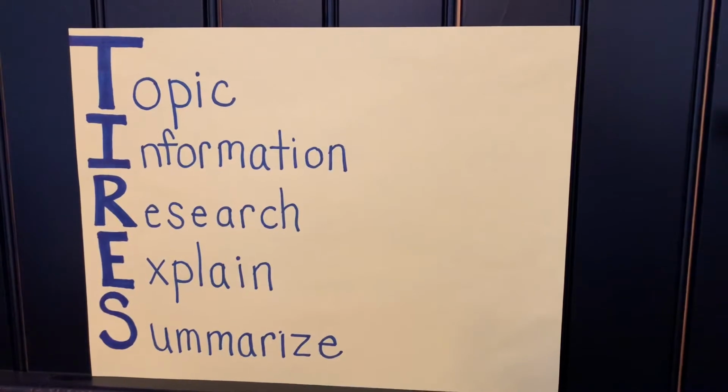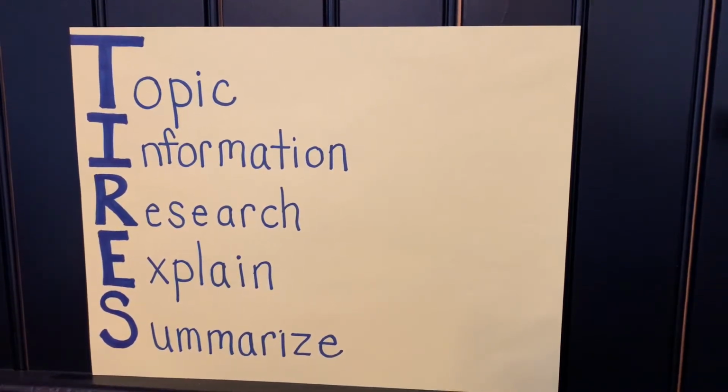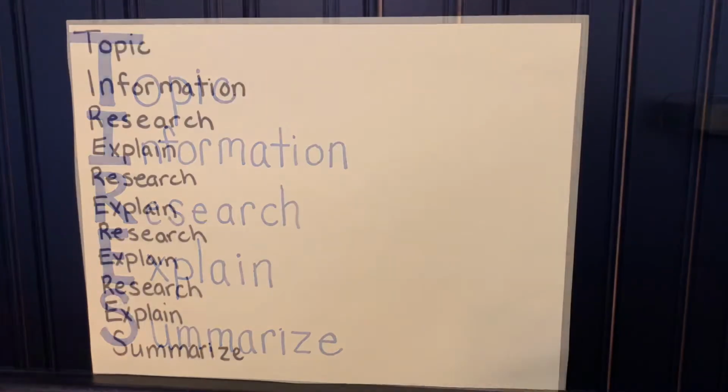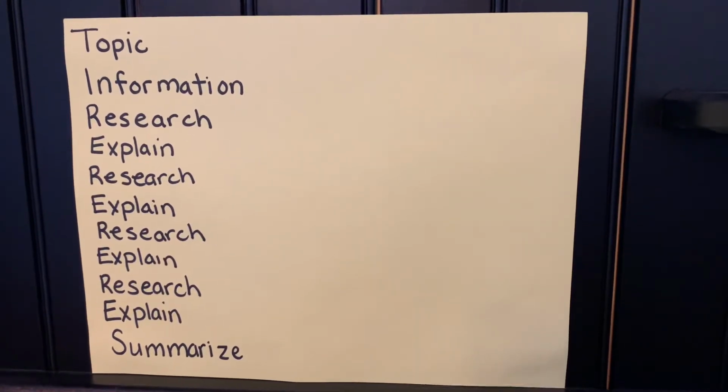When writing a main idea paragraph, aim to include at least 4 pieces of research. When including 4 pieces of research in a main idea paragraph, the outline of your paragraph will look something like this. You start with your topic, you state your information, some background information on the main idea of your paragraph, you state your first piece of research, and then you explain it. And then you repeat those steps.